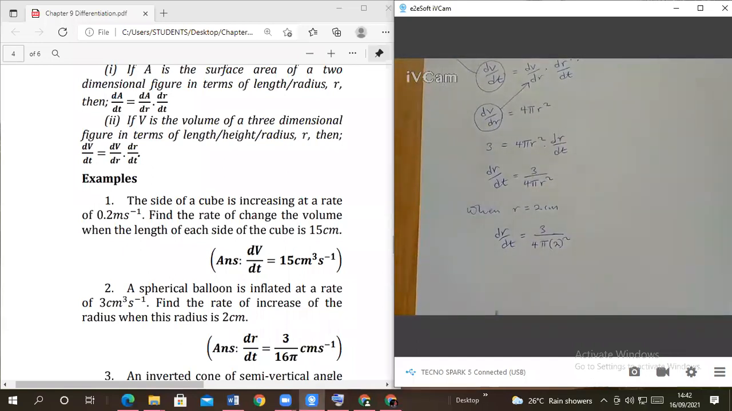Okay. And what do you get when you feed it in your calculators? Or we can leave it in terms of pi. I think it will give us 4 times 4.